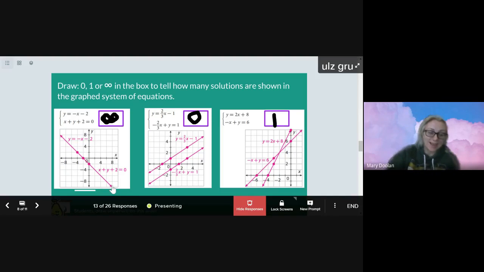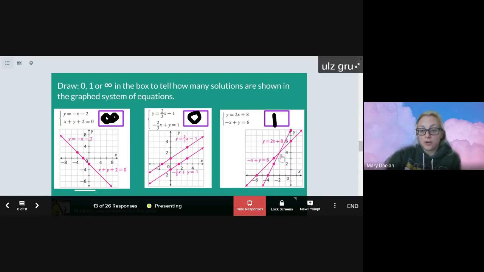They coincide. So if you try to figure out how many times they intersect, they intersect everywhere along this pink line, the entire line. So there's an infinite amount of solutions. There's an infinite amount of ordered pairs along this line, which each represent a solution. There are no ordered pairs to represent a solution.